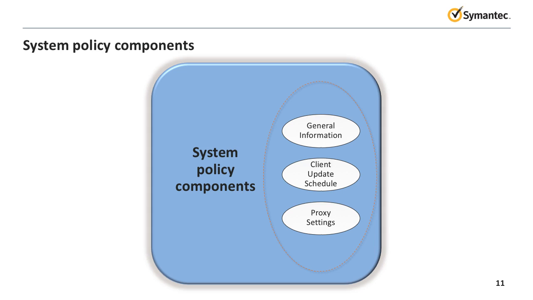Each of these policies is composed of components, which are the building blocks of the system policy. For example, a system policy can have one or more of the following components: client update schedule that provides choice for infrequently used or low bandwidth connections, and proxy settings for connections to a web proxy server.